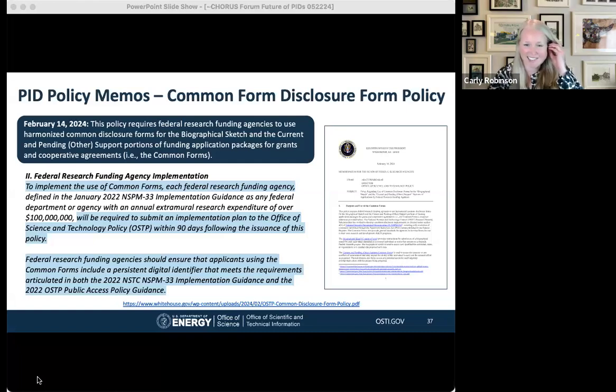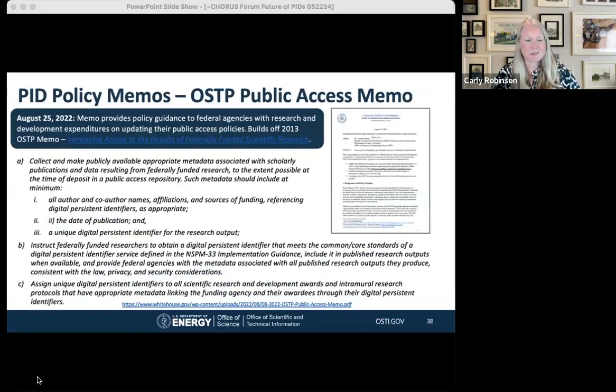And if you go to the next slide, I think most of you are probably pretty familiar with the 2022 OSTP public access memo that built on the previous memo related to publications and data, but it also had a section all about persistent identifiers, and it's broader than the expectations that are in NSPM 33, but it connects to them.